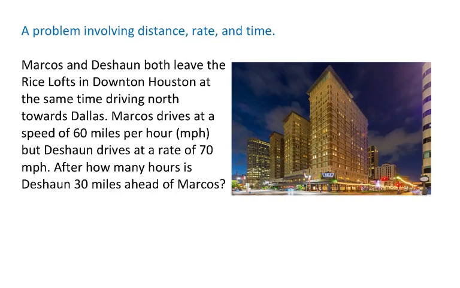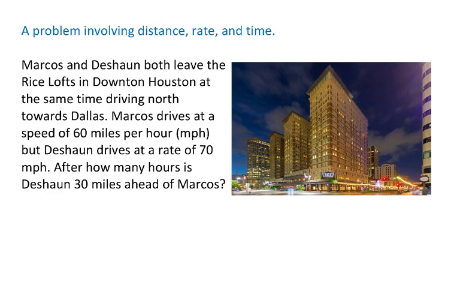In this video, I'd like to work an example of a motion problem, a problem that involves distance, rate, and time. Here's an example. Marcus and Deshawn both leave the Rice Lofts in downtown Houston at the same time, driving north towards Dallas. Marcus drives at a speed of 60 miles per hour, mph, but Deshawn drives at a rate of 70 miles per hour. After how many hours is Deshawn 30 miles ahead of Marcus?